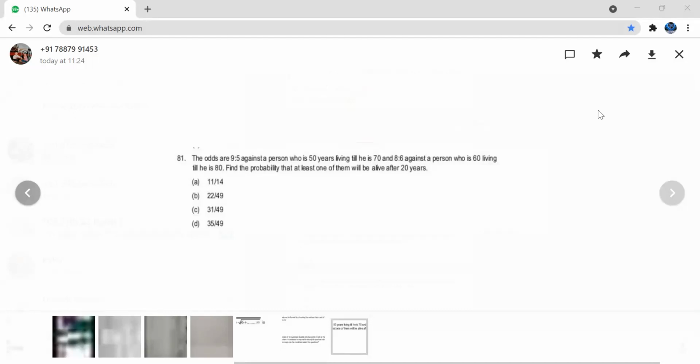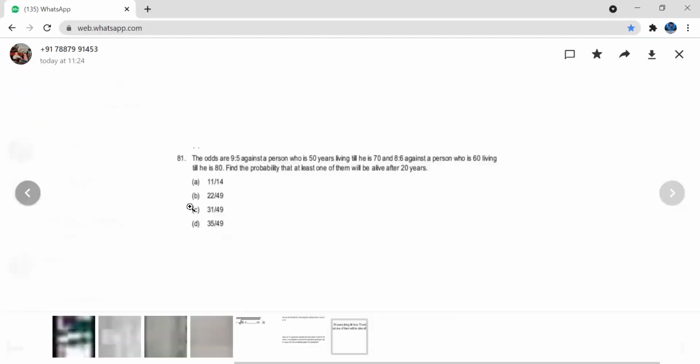The odds are 9:5 against a person who is 50 years, living till the age 70. Odds से है. Odds against a person. इसका मतलब 9:5 अगर odds है against a person, so 9 by 14 is the probability that he will die. And 5 by 14 is the probability that he will live.